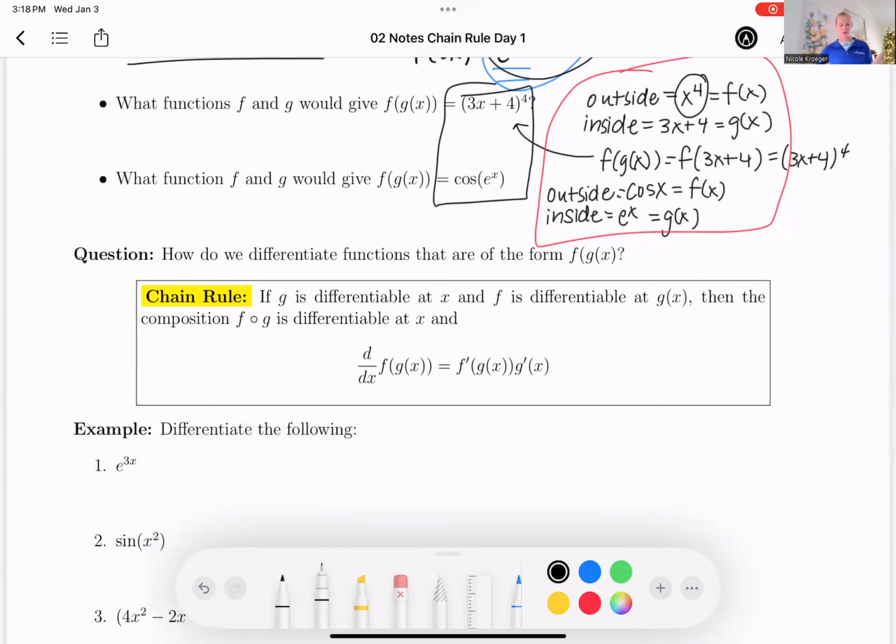So the chain rule says if we're working with a composition of functions, this notation is the same thing. If I put an x here, this notation is the same thing as f of g of x. That's just composition of function notation.